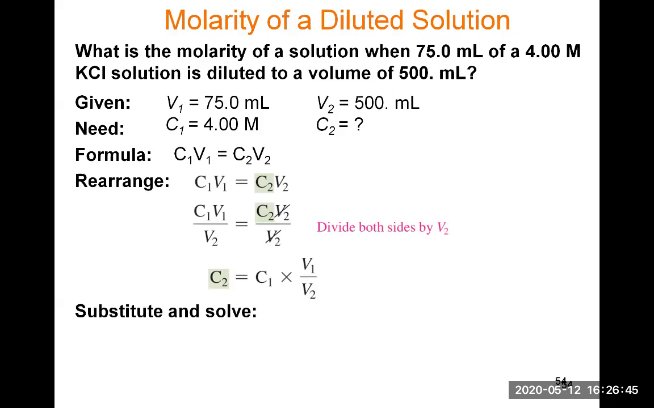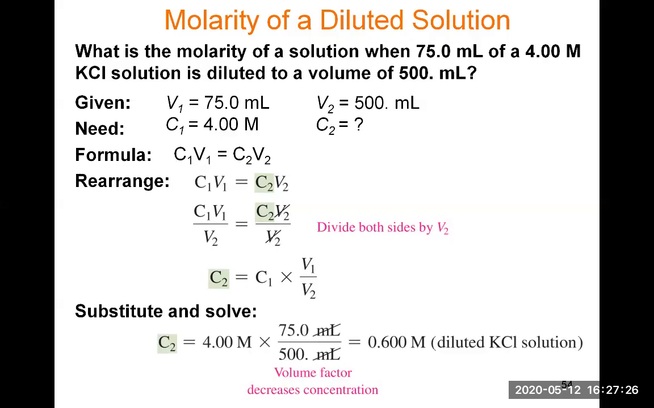So this shows how we divide both sides by V2. V2's cancel on the right of the equal sign, and then we have C2 equals C1 times V1 divided by V2. So next step is to substitute the values and solve. And here we are ready to substitute because both volumes have the same unit. If they have the same unit, those units will cancel and we will be left with a concentration unit. And so C2 will have the same concentration unit as C1.